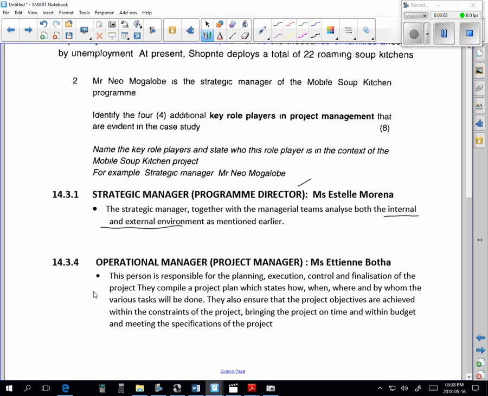Your operational guy or your project manager is Etienne Wortet. This person is responsible for planning, execution, control, and finalization of the project. They compile a project plan which states how, when, and where, and by whom the various tasks will be done. They also ensure that the project objectives are achieved within the constraints of the project, bringing the project in on time and within budget, and meeting the specifications of the project.